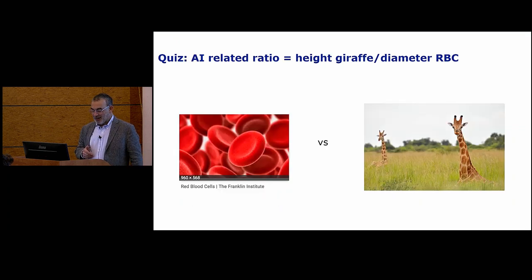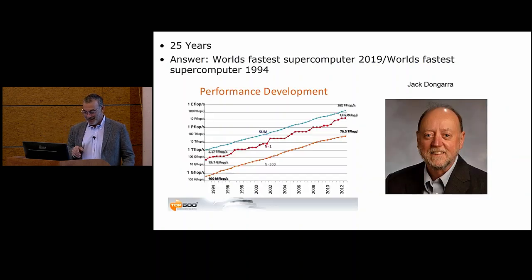I'm going to start out with a quiz, which is the question of the relationship between AI and the ratio between the diameter of a red blood cell and the height of a giraffe. I shouldn't ask people that because it's so obvious. But because everybody knows, I'll just move on to the answer.